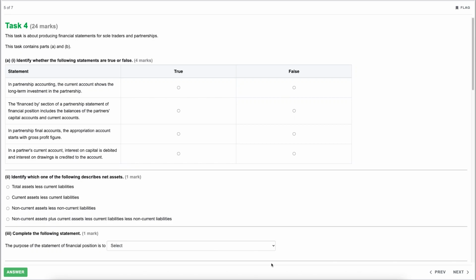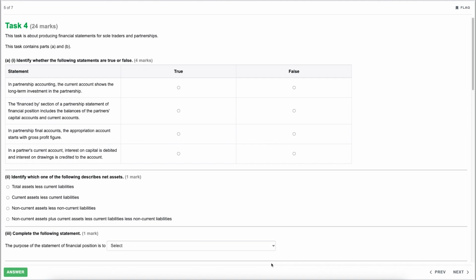Hello and welcome back to part 2 of this financial accounting preparing financial statements mock exam walkthrough. So this is part 2 as I've just said, and we'll be covering task 4 through to 6. This is carrying on from part 1, so hopefully you have watched that one first, and we'll now run through the remaining exam. So let's get into it.